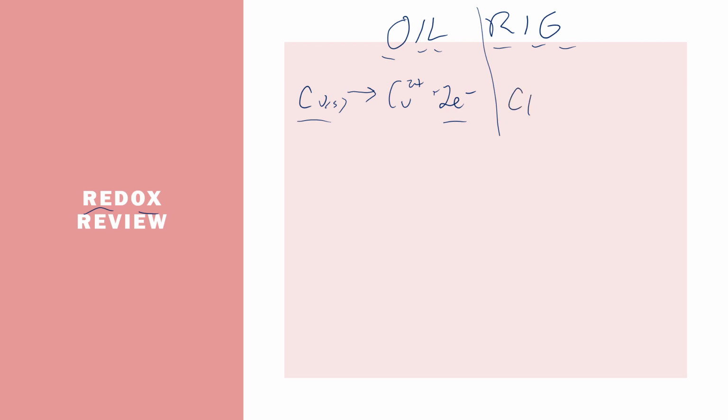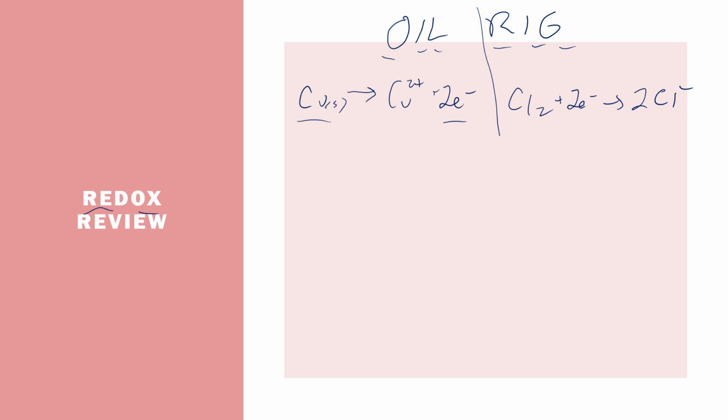chlorine attracting 2 electrons to form 2 chloride ions. There we go. All right, so the chlorine here is gaining 2 electrons, so this is a reduction reaction. These are called half reactions because they show the electrons.